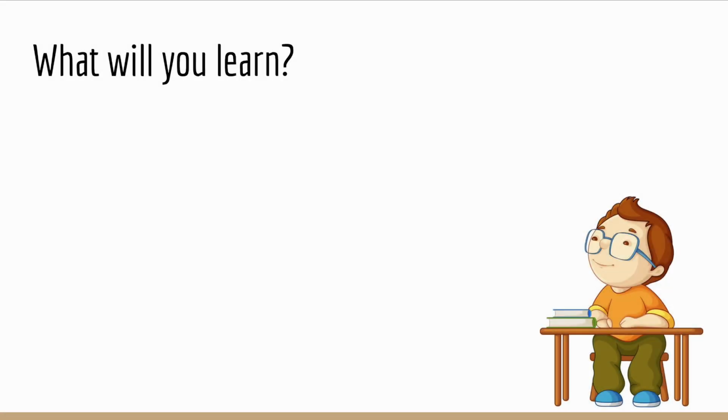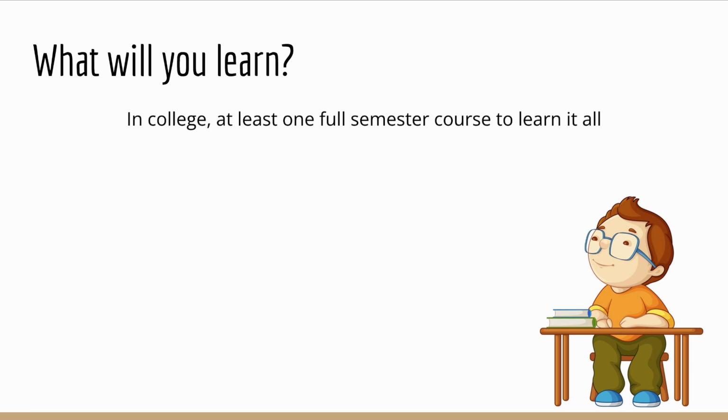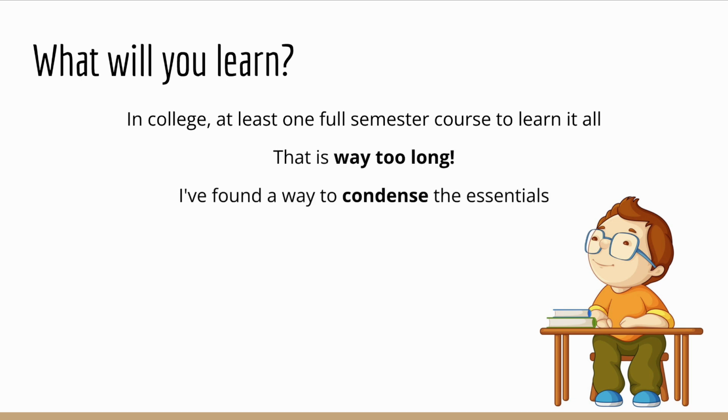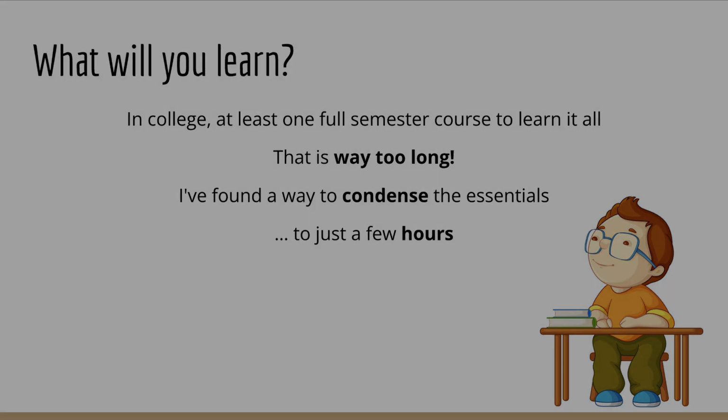So what will you learn in this course, and what will you get out of it? Well, this course will teach you all the parts of probability you need to know in order to understand data science and machine learning. Now, typically, if you take probability in college, you'll be taking at least 1 full semester course to master the subject. For busy people like you and me, that is way too long. Luckily, I found a way to condense everything you need to know, so that you can learn all the probability you need in just a few hours. I've extracted the most useful concepts and discarded the rest.